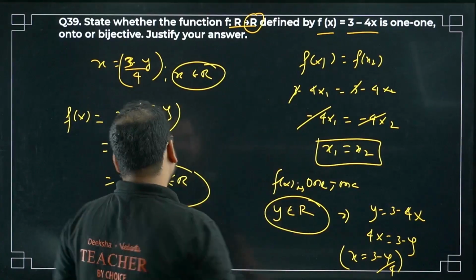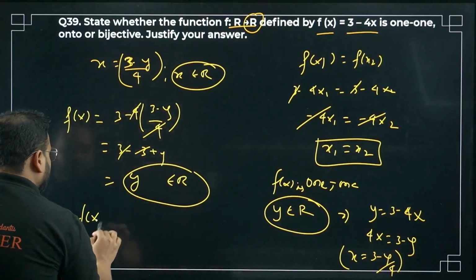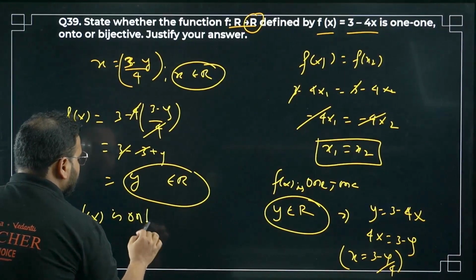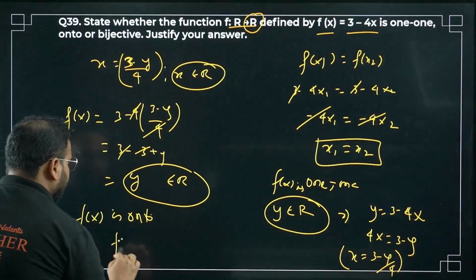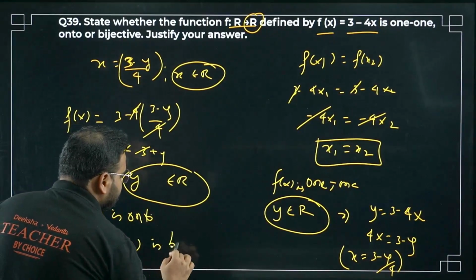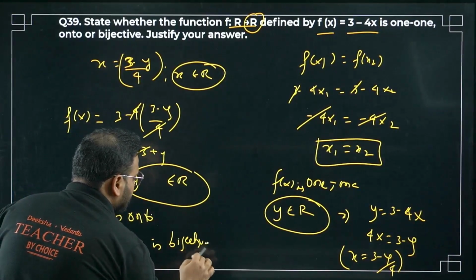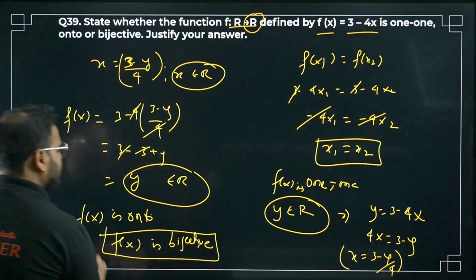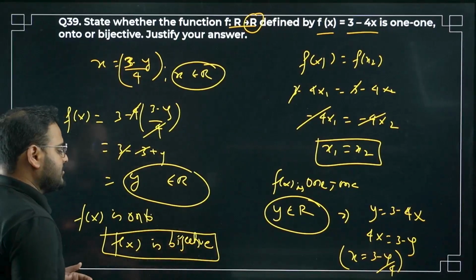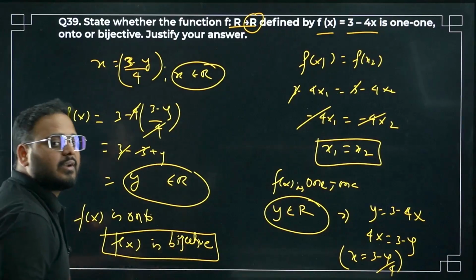Hence f(x) is onto. f(x) is onto also. What can we say for this? Function f(x) is bijective. Whenever we have one-one and onto together, we call the function a bijective function. Please check. This is clear, right?